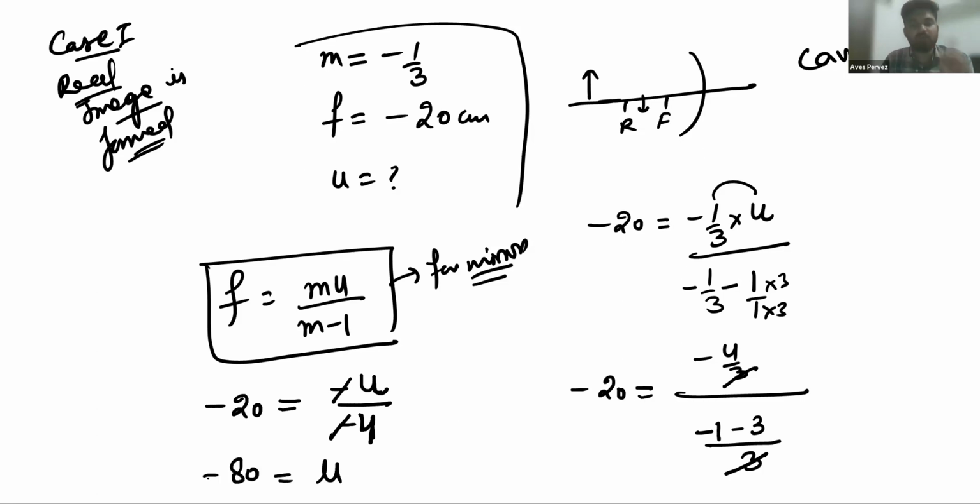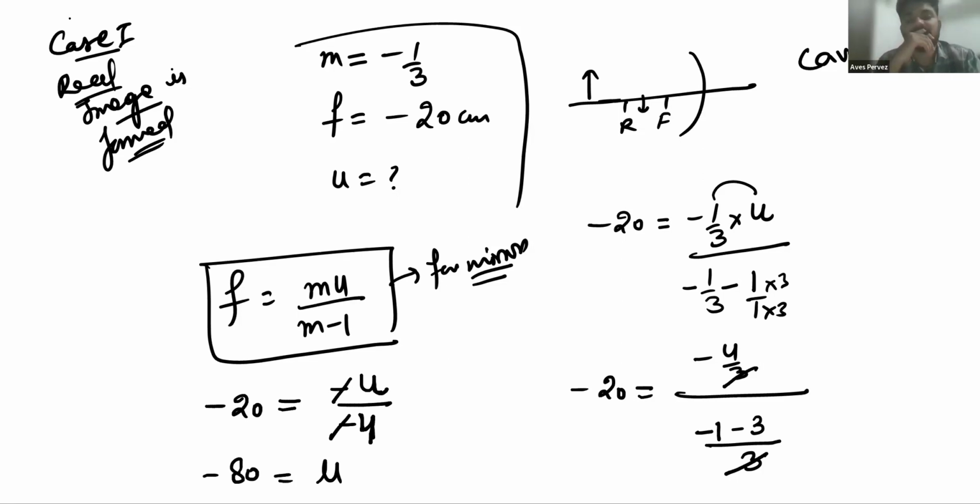Now, according to your question, your u should be greater than 40. Yes, it is greater than 40. It should be with a negative sign. Yes, it is with negative sign. So your answer is correct. Okay. Got it? Now moving to the next part of this question.